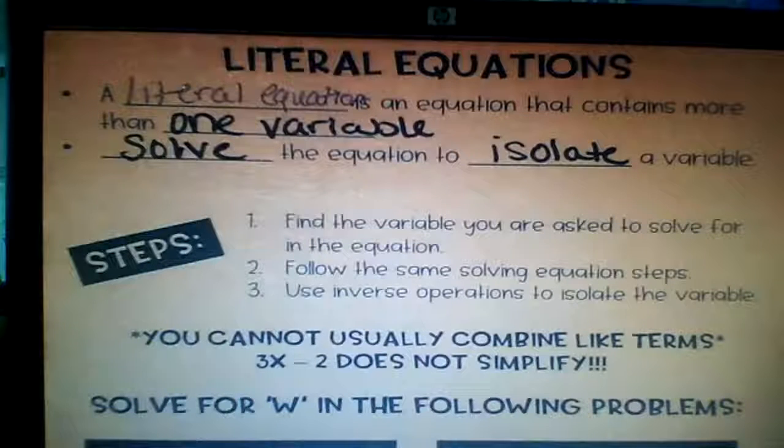You're all by yourself. So, if you look, I gave you the steps. First off, you need to know what variable you're trying to solve for. What variable do I need to get by itself? Then we follow the same steps that you learned last week with solving equations. Do I need to distribute? Do I need to divide? Do I need to multiply? Okay, so we use the inverse operations then to get the variable by itself. Okay.